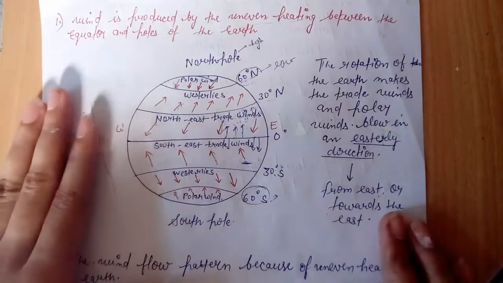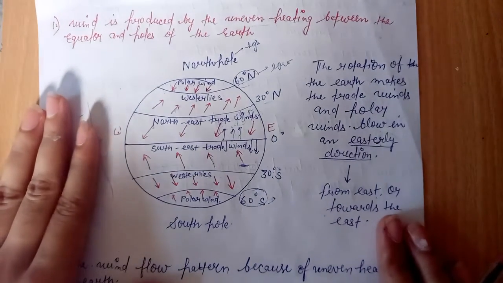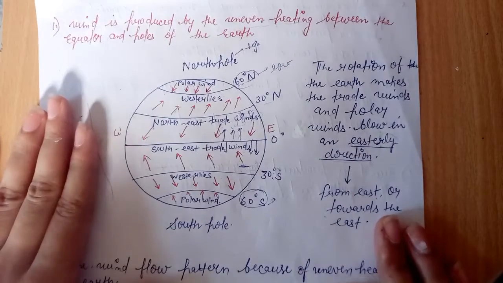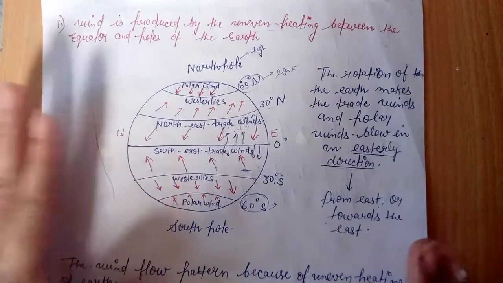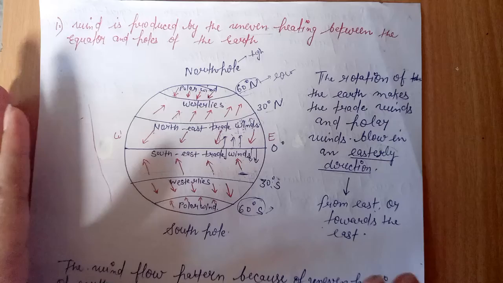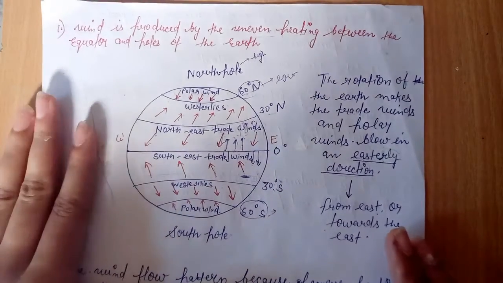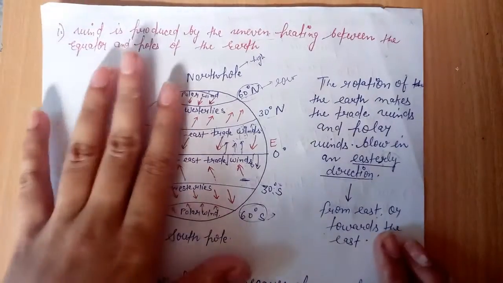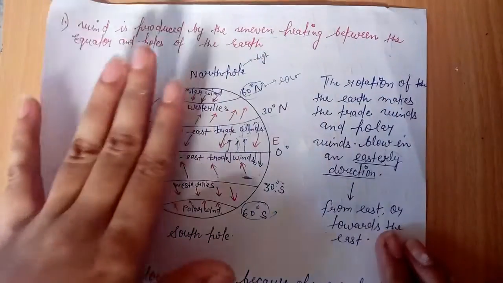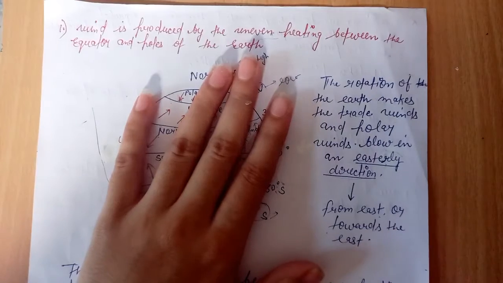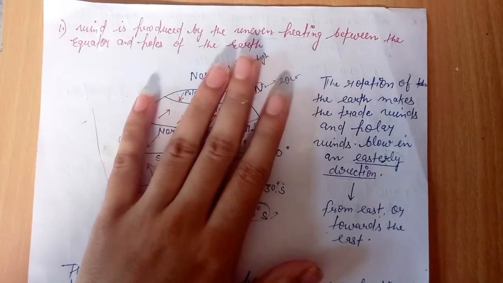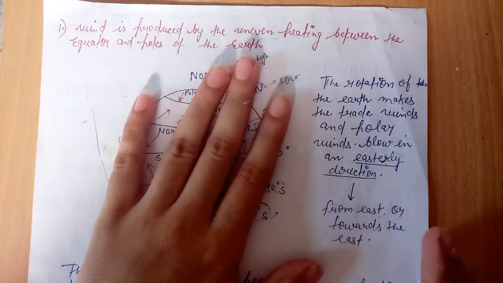Students, in the last video we discussed how wind currents are generated, and in this video we will discuss in what situation wind current is generated. Here are two situations where wind current is generated. First, wind is produced by uneven heating between the equator and poles of the earth. Wind blows from high pressure region to low pressure region.